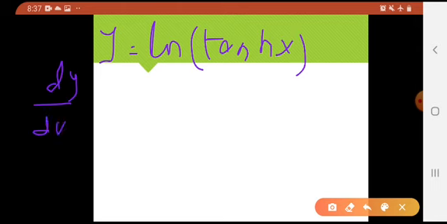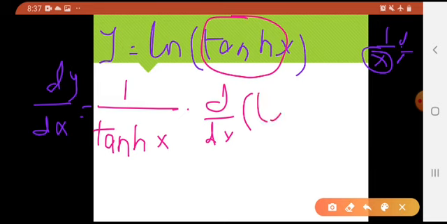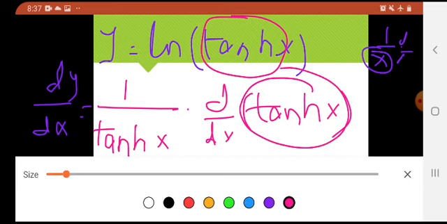Okay, dy by dx. We all know the derivative of natural log of x is 1 divided by x into the further derivative of this x, whatever it is. Here, what do I have as x? This whole thing. So the derivative would be 1 divided by this whole thing, which is my x, into the further derivative of tan hyperbolic of x.